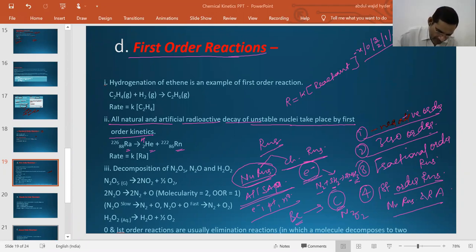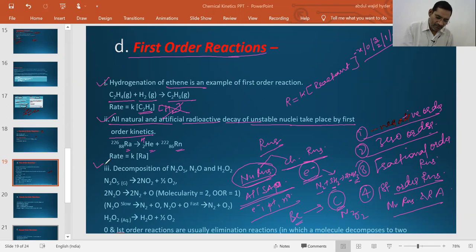So first order reactions: hydrogenation of ethene. See, this is ethene hydrogenation, and you will get ethane. That is also a first order reaction. Only the concentration of C2H4 will be affecting the rate of reaction. Concentration of H2 will not be affecting the rate of this hydrogenation of ethene. That's why you won't be considering that. So hydrogenation of ethene is an example of first order reaction. This is over. This is also over.